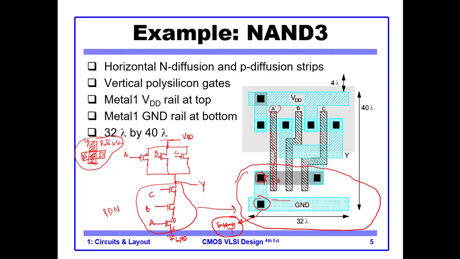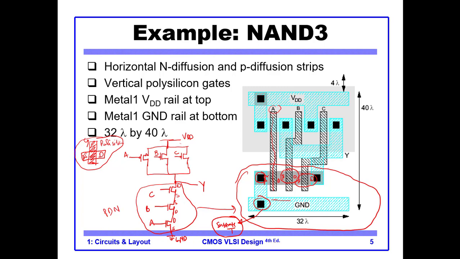And then we consider the B transistor. If we consider the B transistor, you see that here is the drain, source, source, drain, or even you can see that this one is the source, drain, source, drain. So this is transistor B, and this is transistor C.